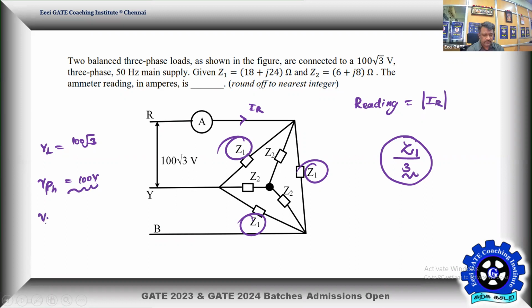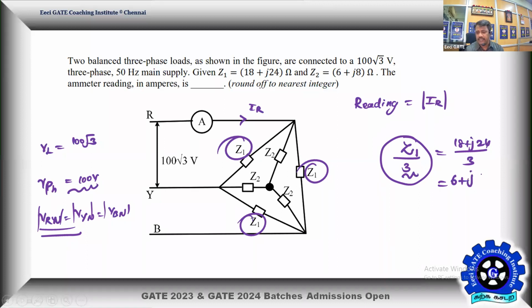That is your VRN, VYN, VBN, all will have magnitude 100 volts. Okay, they will have their respective phase angles, so we'll talk about them when necessary. Now the impedance Z1 is given as 18 plus J24. Therefore, Z1/3 is going to become (18 plus J24)/3. That is going to become 6 plus J8 ohms. And interestingly, Z2 is also given 6 plus J8.